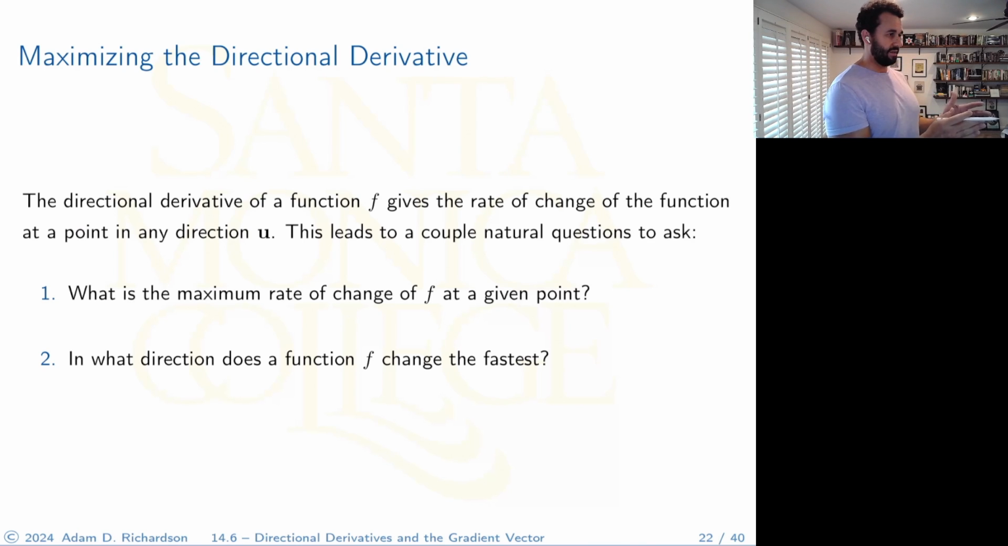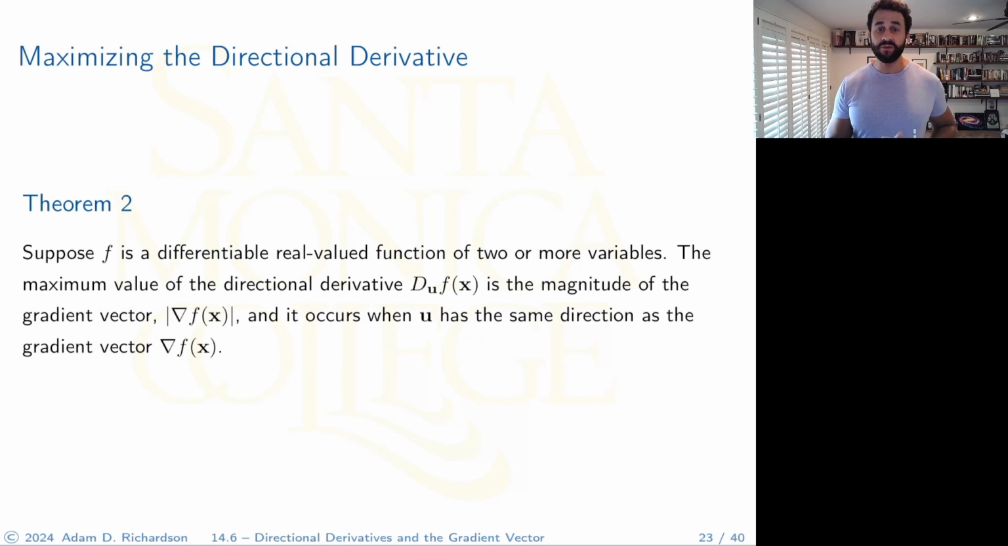Which way would I face, right? And then aside from that, how fast would I be ascending, you could say, right? Those are the big questions. And those are going to be answered with this theorem, which we're going to prove in just a minute here. So suppose f is a differentiable, real valued function of 2 or more variables, doesn't have to be 2 variables. Then it turns out that the maximum value of the directional derivative is the magnitude of the gradient vector, and this maximum value occurs when u has the same direction as the gradient vector.